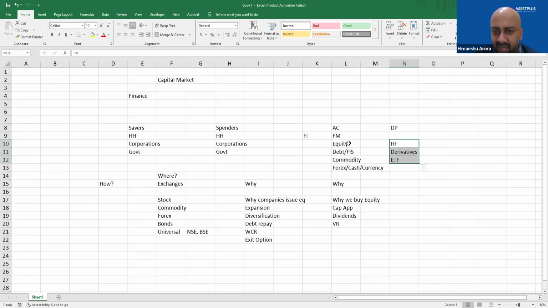So hence they are dependent on this product. So then we started talking about equity. What is equity? Why do we buy equity? Why does a company issue equity? Where does a company issue equity? And we have talked about 5 different types of exchanges.